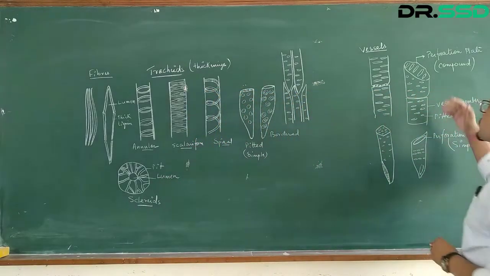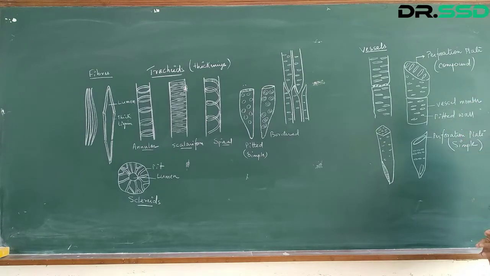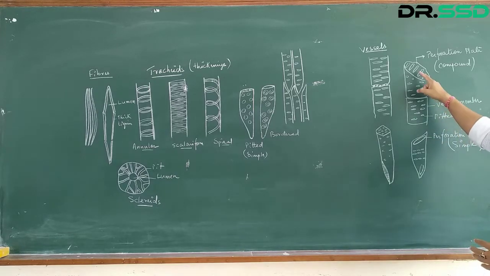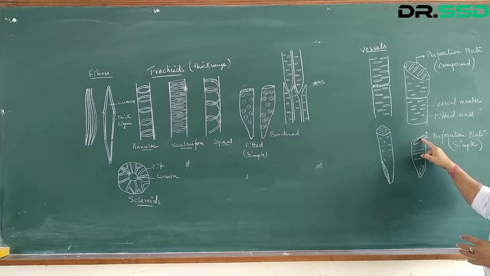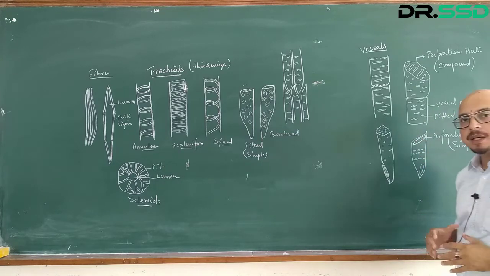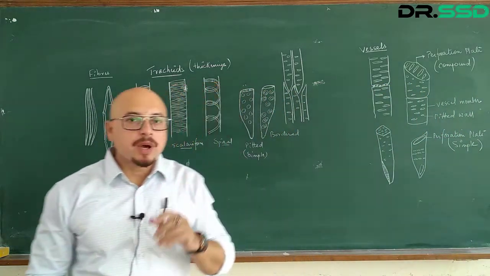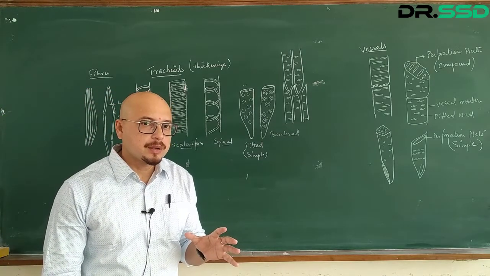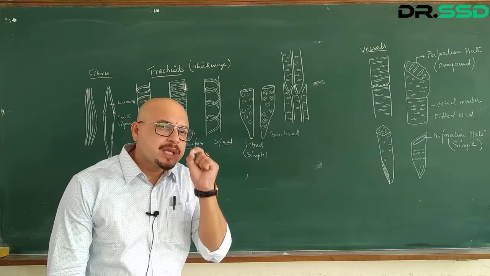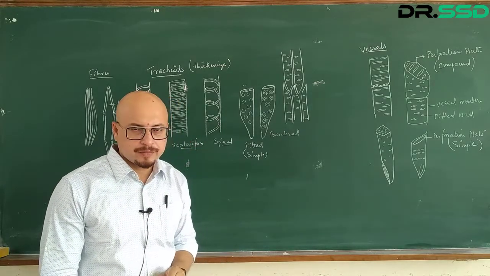Perforation plate may be of two types: compound perforation plate and simple perforation plate. A compound perforation plate would have many perforations in one view, whereas a simple one would have just one perforation. So therefore you see, we need to understand that under the microscope everything would be very puzzling. But have patience. Look into each and every tissue carefully.